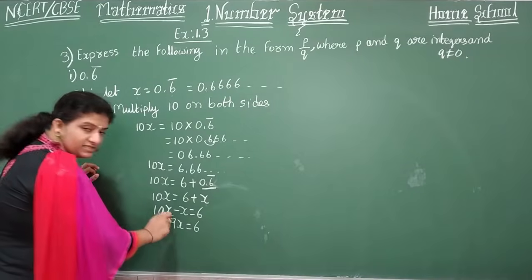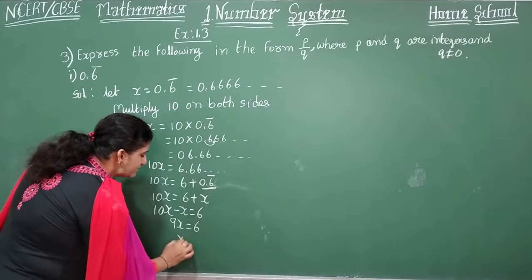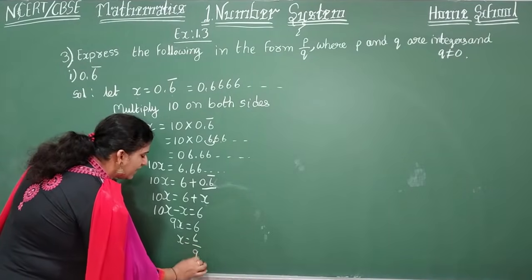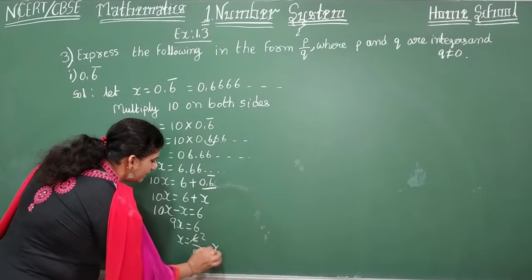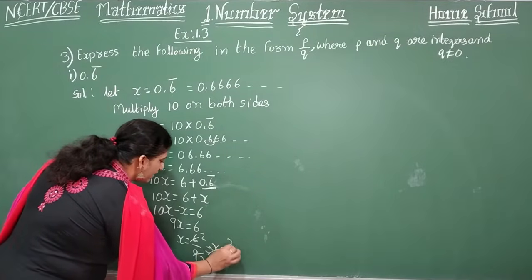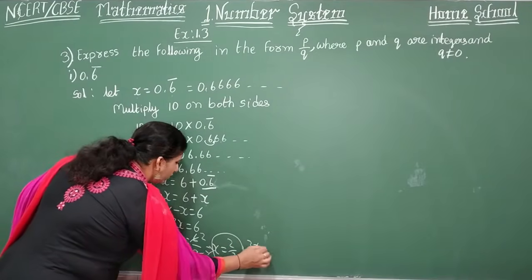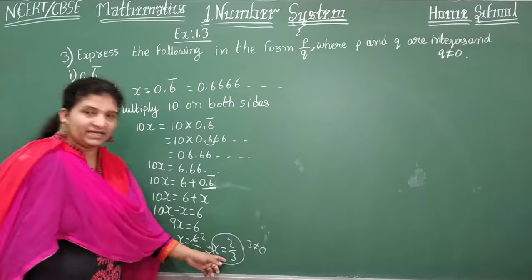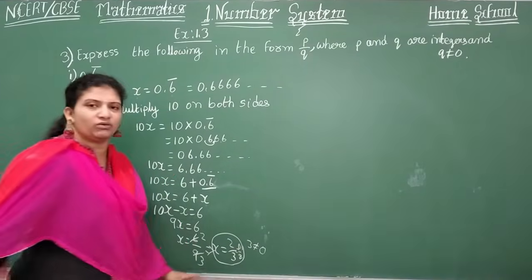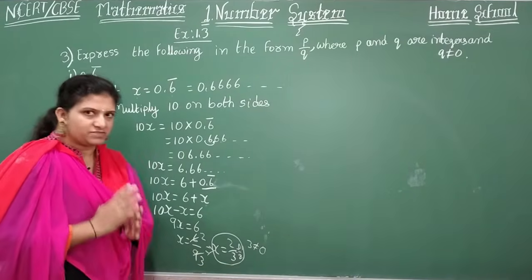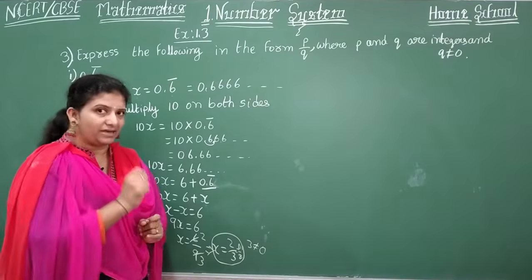Now this 9 is a multiple, send other side, it will be divided. x is equal to 6 by 9. Cancel: 3 2s are 6, 3 3s are 9. That implies x is equal to 2 by 3, where 3 is not equal to 0. It is in the form of p by q, where q is not equal to 0. Observe here carefully, children. There is no confusion here. Just I repeat for you.